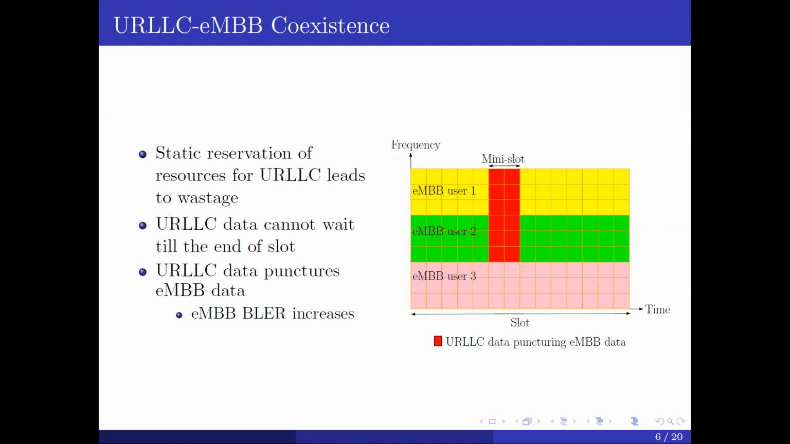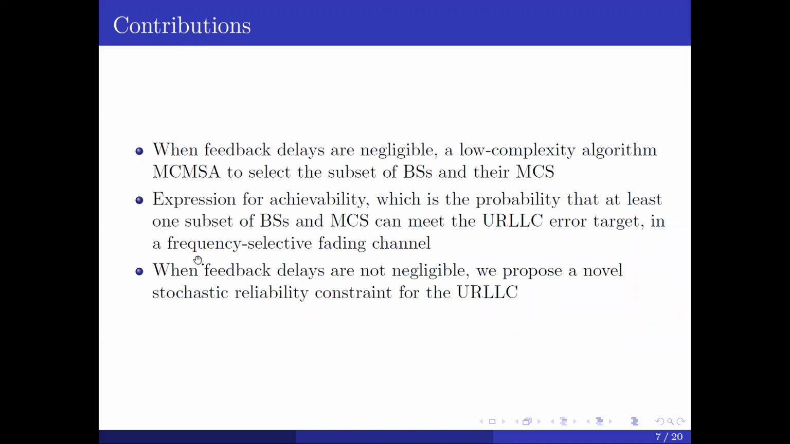Before going into the system model and results, I will present the contributions. When feedback delays are negligible, we propose a low complexity algorithm called MCMSA to select the subset of base stations and their MCS. We derive an expression for achievability, which is the probability that at least one subset of base stations and MCS can meet the URLLC error target. We derive the expression in a frequency selective fading channel. And lastly, when feedback delays are not negligible, we propose a novel stochastic reliability constraint for the URLLC. So these are our contributions.